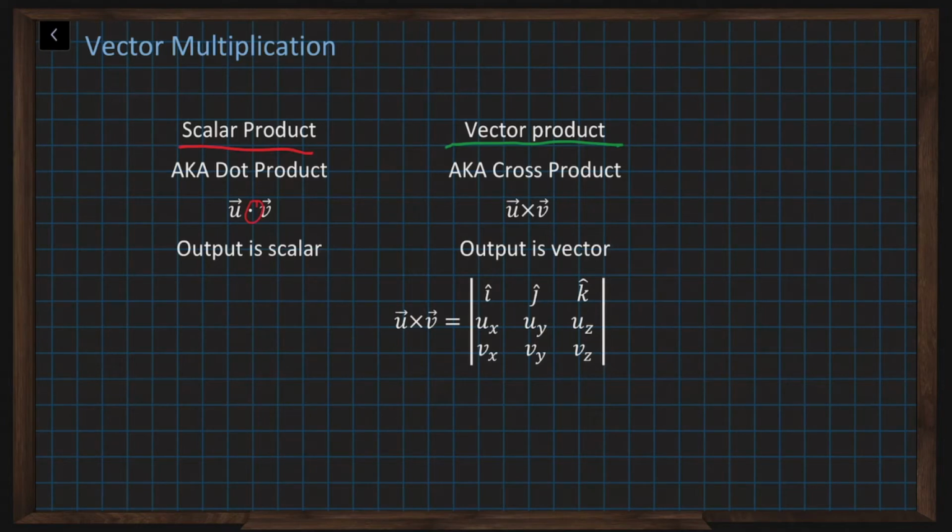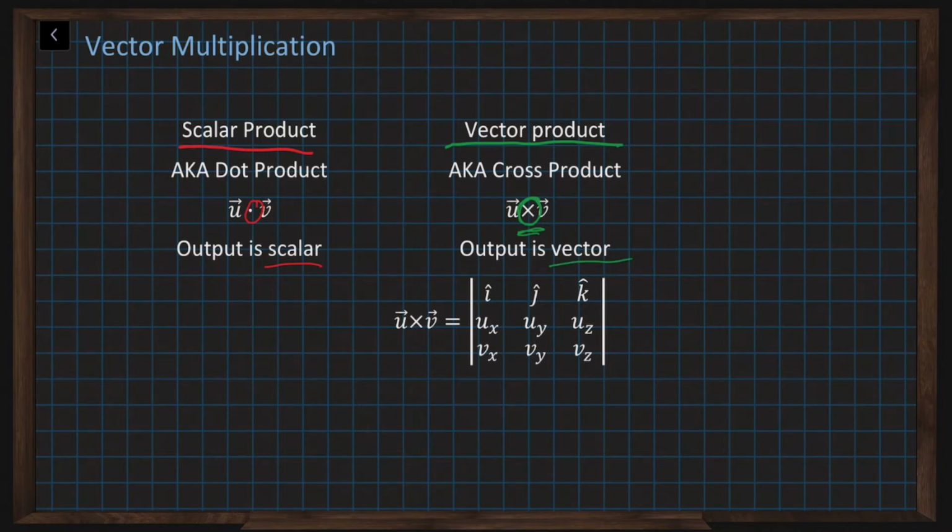In contrast, the vector product is also called the cross product, and that is because we denote it with this little cross. And this is an important point to remember: whenever you see two vectors being multiplied with this little symbol, then you know we are talking about the cross product. Now, the scalar product actually takes its name from the fact that the output is a scalar, whereas for the vector product, the output is a vector.